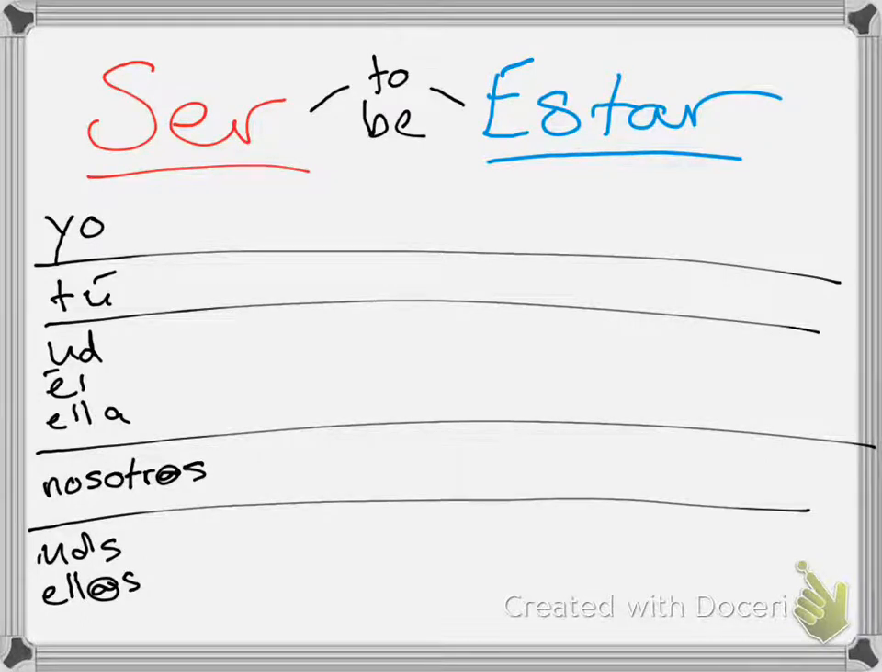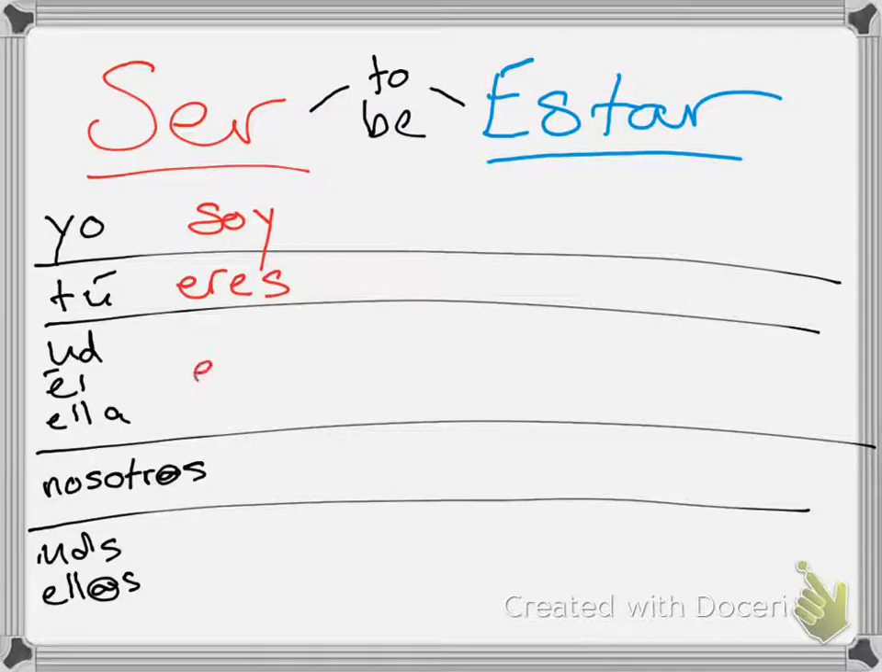So ser first is going to be soy. Okay, now we've heard this before, soy, right? Like soy sauce, I am sauce. I know, so funny and so overused. So soy, which would be I am or I'm. Tú is eres. This one can get confusing because it doesn't look anything like ser, right? But it is correct. Eres, tú eres, you are, tú eres.